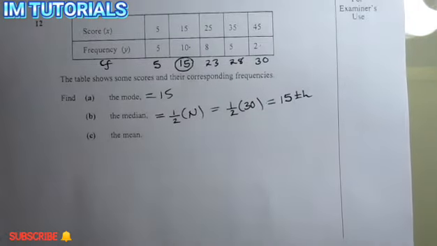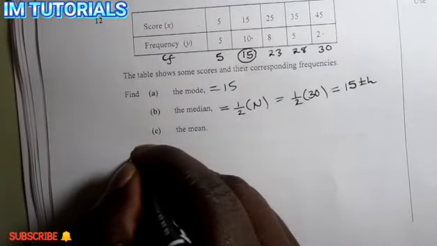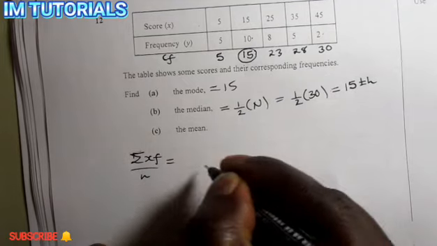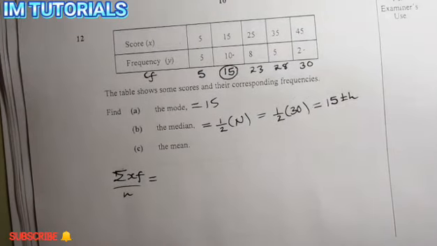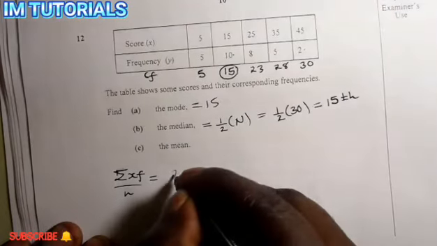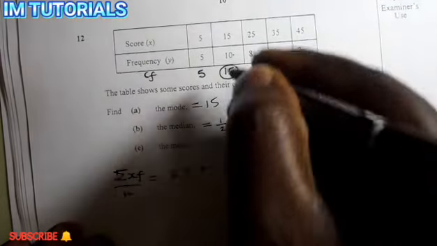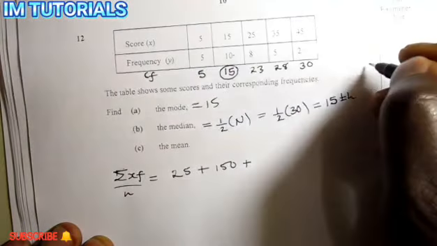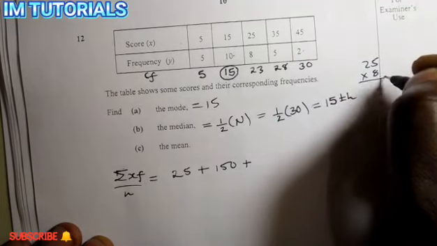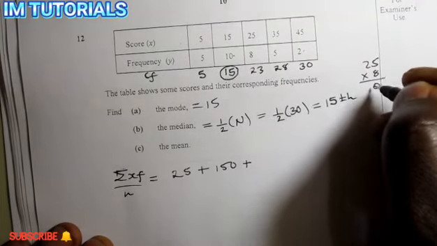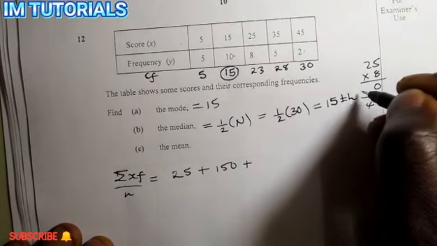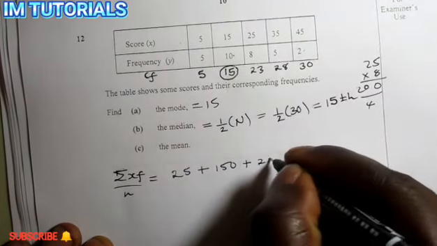We move on to part C. Find the mean. Mean is found using the formula summation of xf over n. So xf is found by multiplying the number above and the number below. So 5 times 5, you get 25. 15 times 10, you get 150. 25 times 8. So 8 times 5, this is 40, carry 4. Then 2 times the 8, you get 16 plus 4, this is 20. So you get 200.